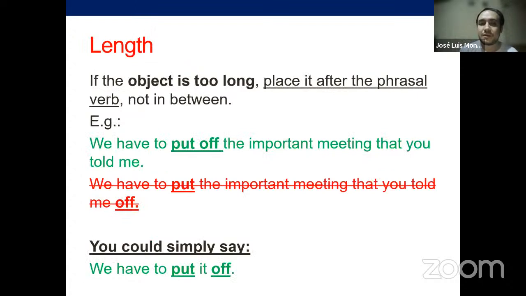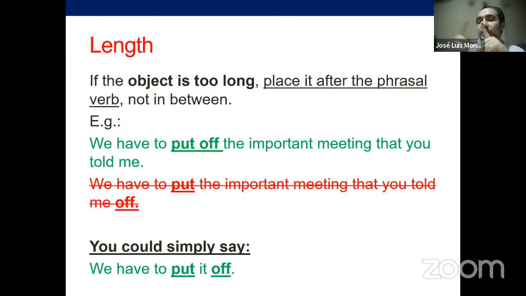Let's also read this, please. Length. If the object is too long, place it after the phrasal verb, not in between. For example, we have to put off the important meeting that you told me. No, we have to put the important meeting that you told me off. You could simply say, we have to put it off.